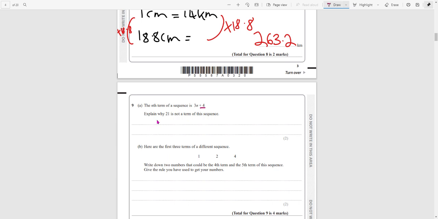So let's substitute 1. 1 times 3 is 3, add 4 is 7. 2 times 3 is 6, add 4 is 10. 3 times 3 is 9, add 4 is 13. 4 times 3 is 12, add 4 is 16. 5 times 3 is 15, add 4 is 19. 6 times 3 is 18, add 4 is 22. So 21 is not in the sequence.